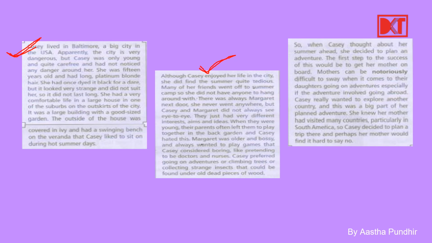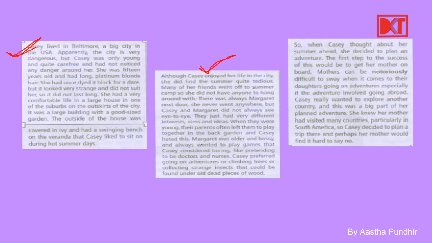Then next para says, so when Casey thought about her summer ahead, she decided to plan an adventure. The first step to the success of this would be able to get her mother on board. Mothers can be notoriously difficult to sway when it comes to their daughters going on adventures, especially if the adventure involved going abroad. Casey really wanted to explore another country, and this was a big part of her planned adventure. She knew her mother had visited many countries, particularly in South America. So Casey decided to plan a trip there, and perhaps her mother would find it hard to say no.